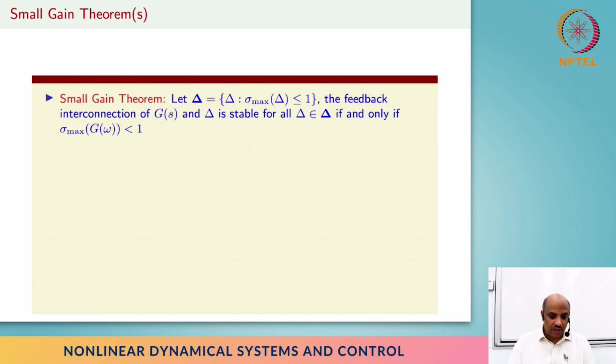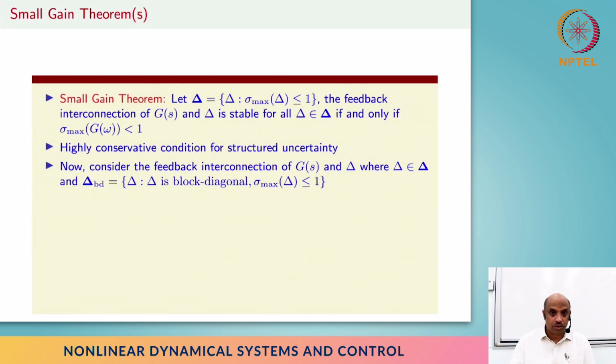But many a time we'll have structure within that set, right? So therefore this is not a good condition for uncertainties which have some nice structure. What kind of structure is possible? One possible structure is block diagonal, and perhaps when we look at a couple of examples we'll see how those block diagonals come and things like that.